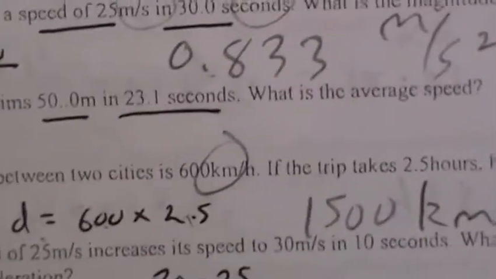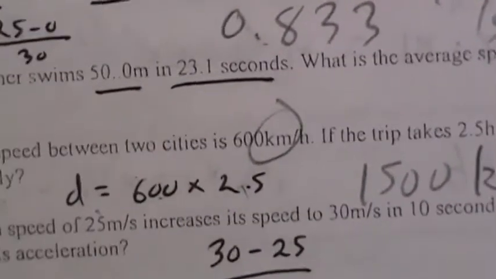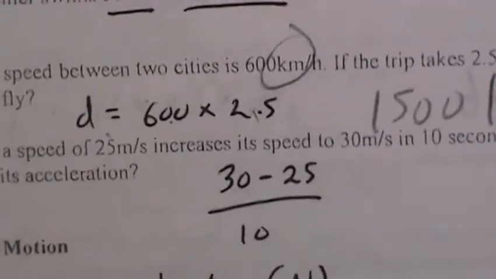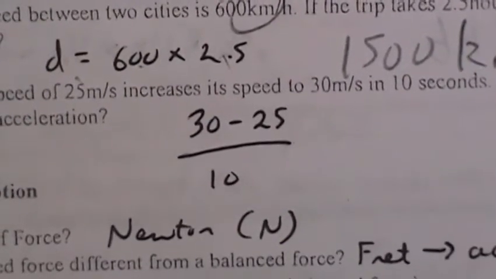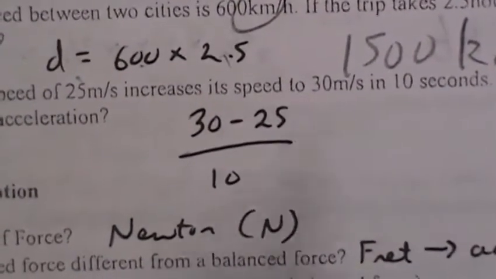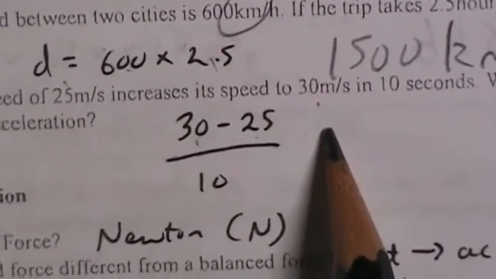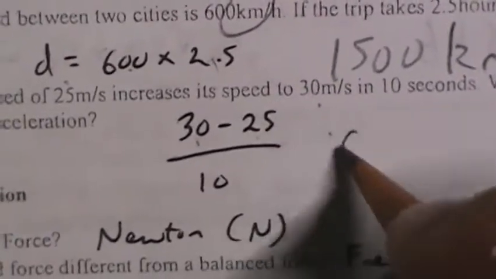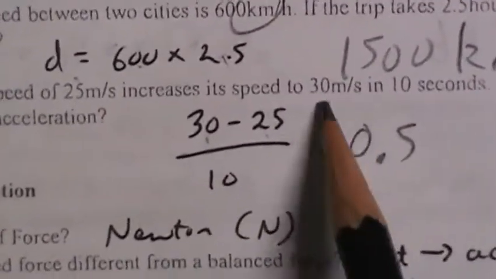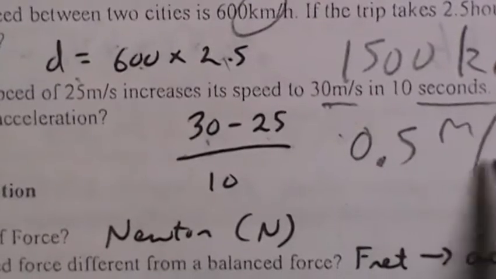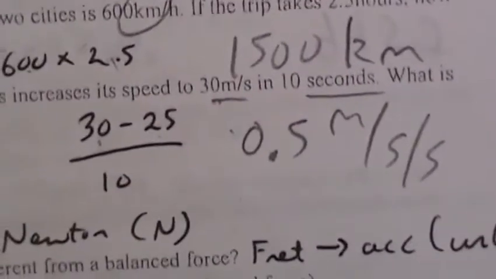Last example here, a car traveling at a speed of 25 meters per second increases its speed to 30 meters per second in 10 seconds. What is the magnitude of acceleration? Final minus initial, so 30 minus 25 is 5, divided by 10 is 0.5 meters per second per second, or meters per second squared if you prefer.